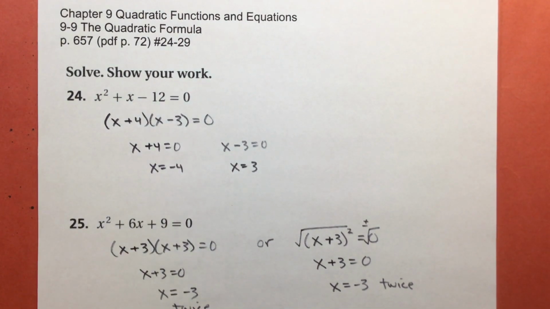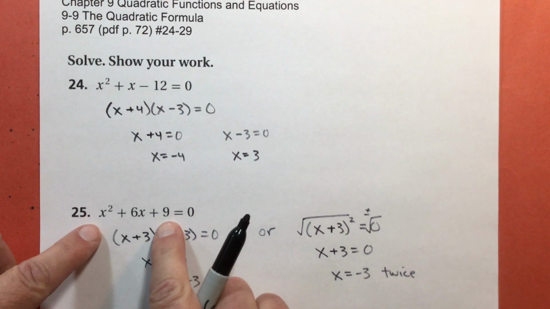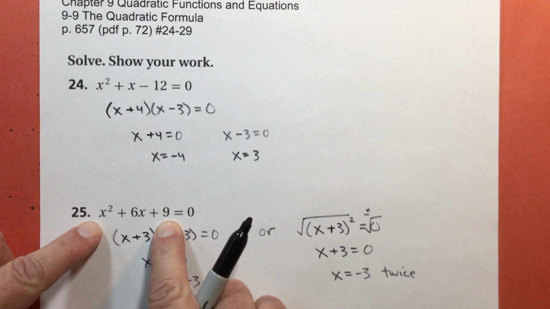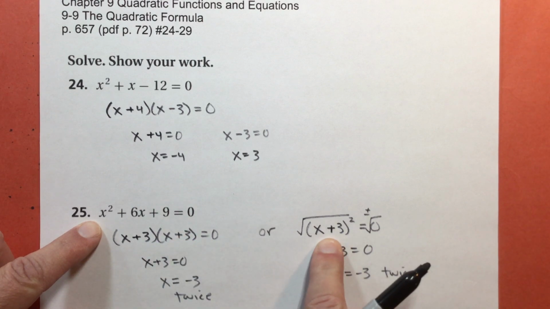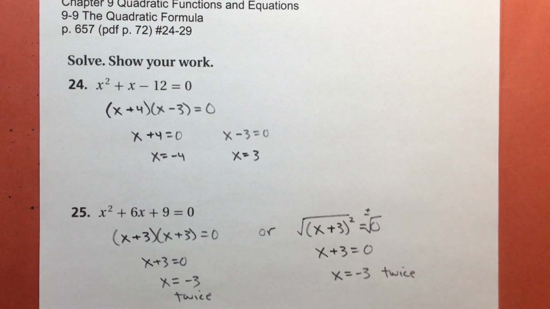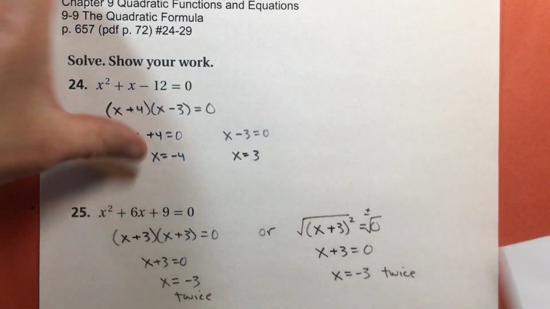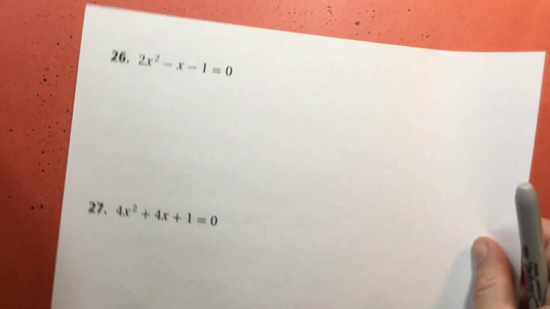So I kind of used a skill. I didn't really complete the square because I didn't add anything to it, but I used that idea that, hey, I have a perfect square trinomial here, so I can just write it as a quantity squared and take the square root. So that's in our toolbox also. Grab up the next sheet of paper.